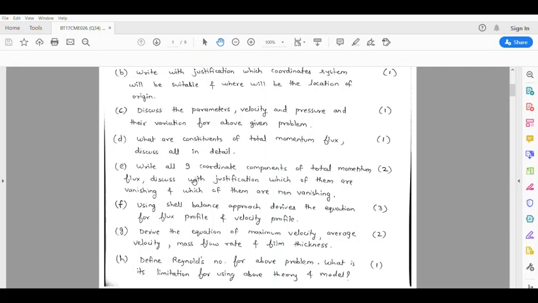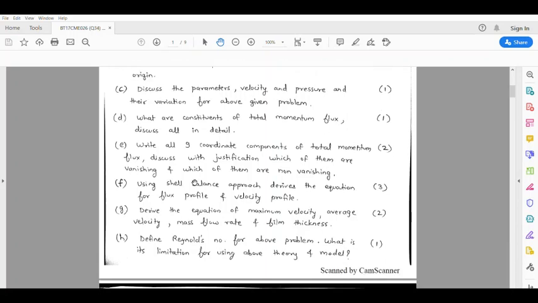In F part, we have to use the shell balance approach to derive the equation for flux profile and velocity profile. In G part, we have to derive the equation for maximum velocity, average velocity, mass flow rate, and film thickness.